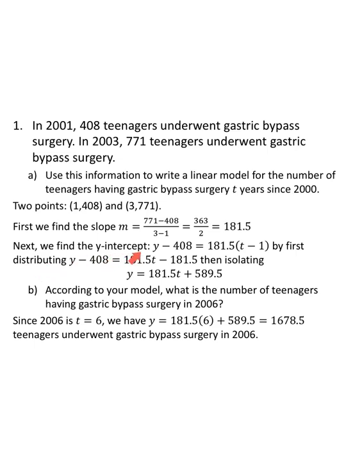Next, we find the y-intercept. I use the formula y minus y1 equals m times t minus t1. Usually it's x minus x1, but I want to emphasize the t variable. So I'm going to pick the easy point, the one with smaller numbers. So y minus 408 equals our slope, 181.5, times t minus 1. Then we'll distribute the 181.5 times t and 181.5 times negative 1 to get this equation.